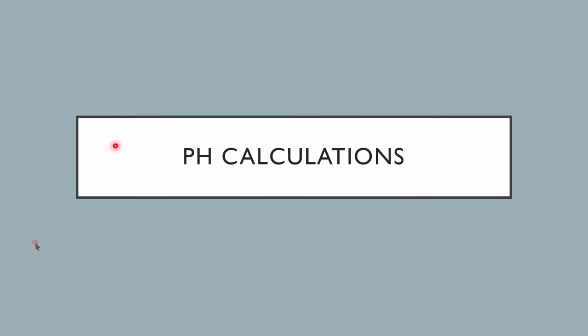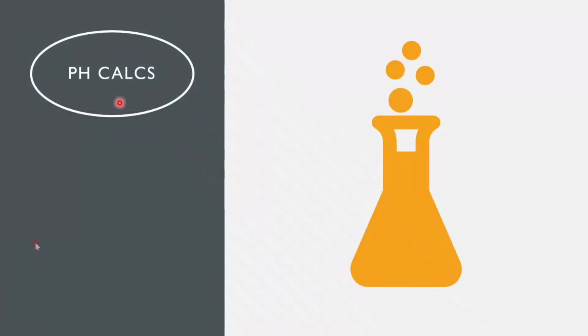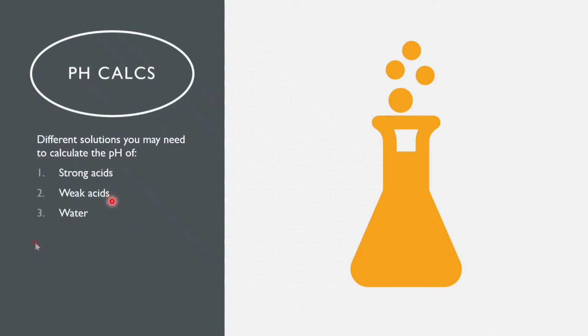So today's video is the second in our series on acids and bases, and today's is part 1 of pH calculations. For pH calculations, we need to be able to find and calculate the pH of different solutions. The different solutions that you may be asked to calculate the pH of are strong acids, weak acids, water, strong bases, and buffer solutions, and we'll go over each of these in turn.